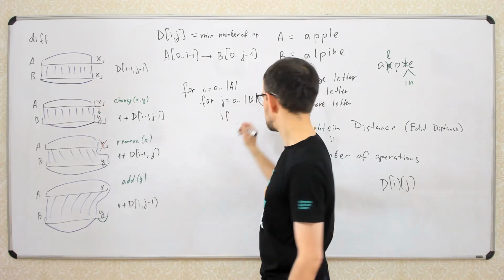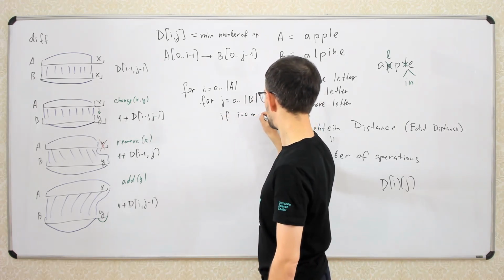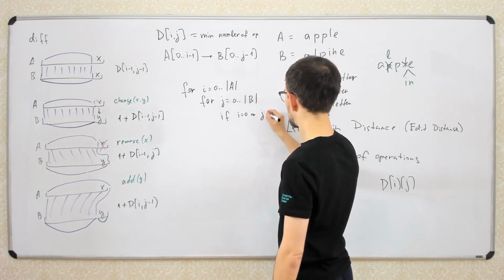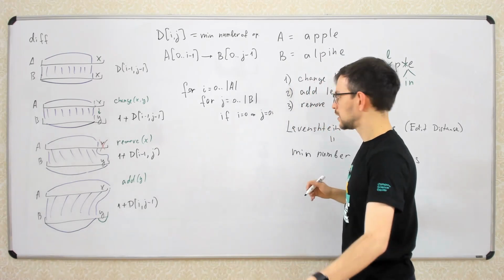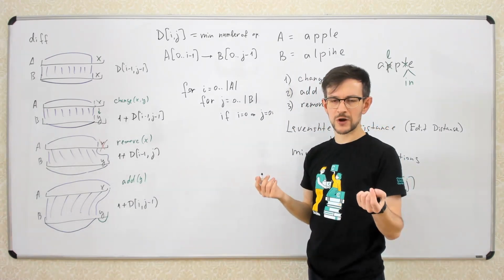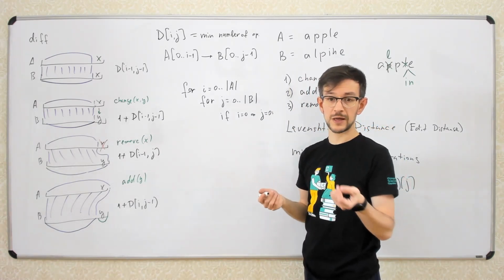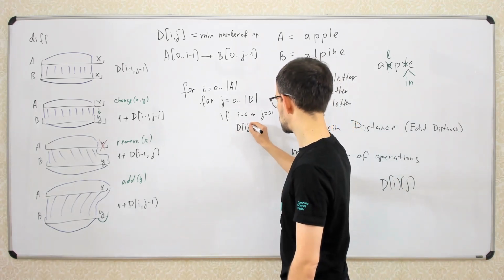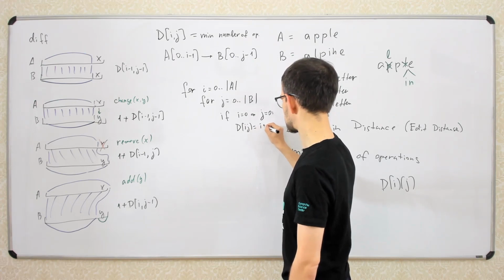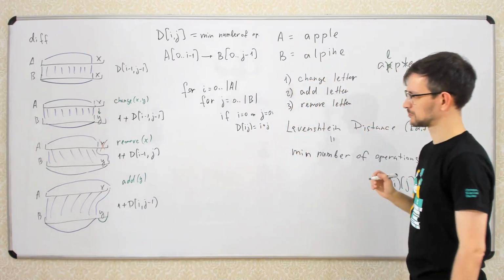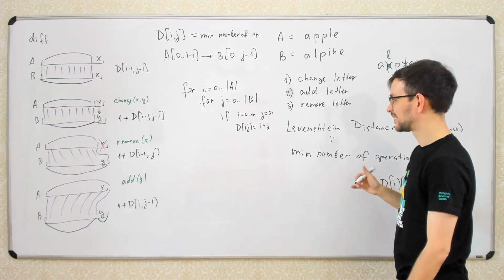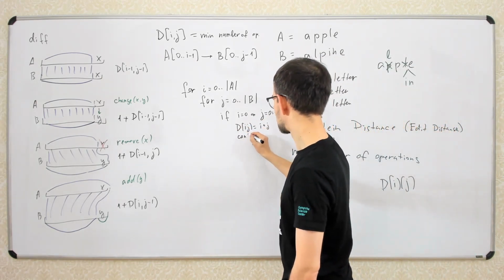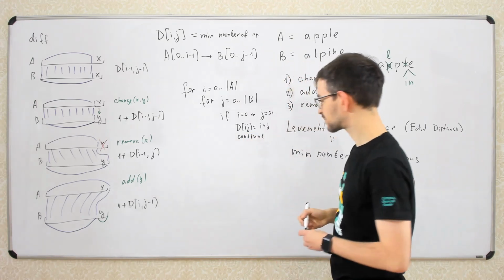So I will check if one of the strings is empty, if i equals 0 or j equals 0. If one of the strings is empty, then the number of operations is just the length of the other string, let's say d[i][j] equals i plus j. It's a little bit cheesy, but good enough. I'll write it like this.